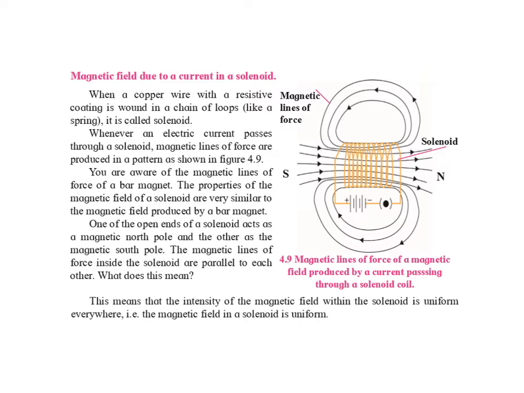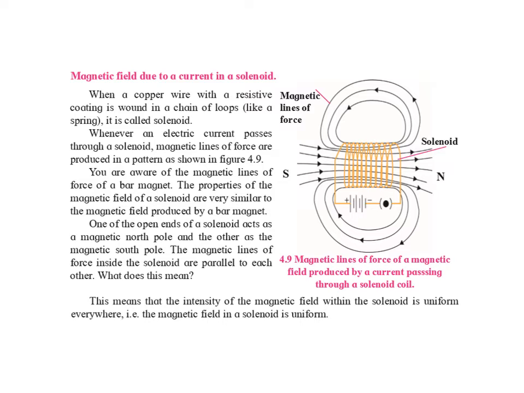Just like a bar magnet, the lines of force in between a solenoid are parallel. One of the open ends of a solenoid acts as a magnetic north pole and the other one acts as a magnetic south pole. The magnetic lines of force inside the solenoid are parallel to each other. What does this mean? This means that the intensity of the magnetic field within the solenoid is uniform everywhere.